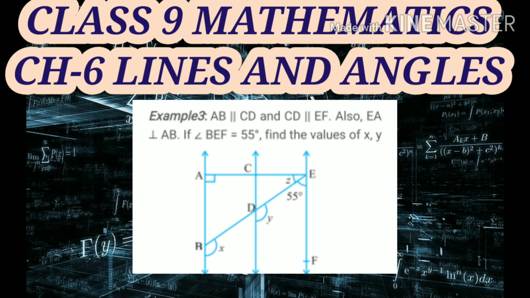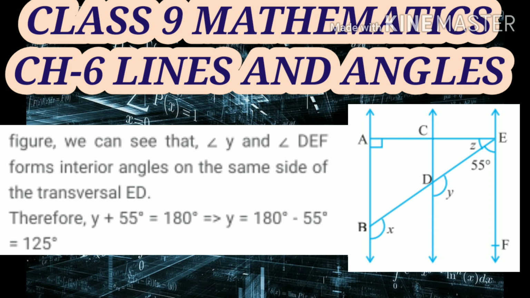Children, here is the example. In this figure you can see AB is parallel to CD and CD is parallel to EF. Also, it is given that EA is perpendicular to AB. If angle BEF is 55 degree, then you are to find the values of X and Y. So now let us see how we can find the values of X and Y.